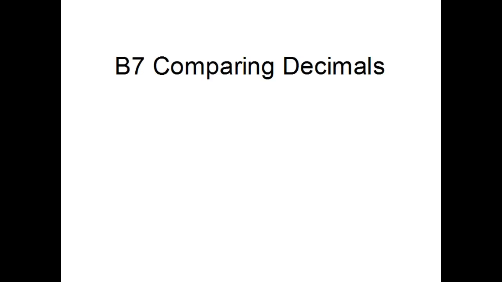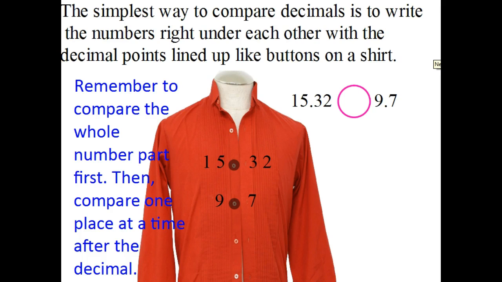This is just a quick video to help you when you're comparing decimals. The simplest way to compare decimals is to write the numbers right under each other with decimal points lined up like buttons on a shirt. So you notice over here, I rewrote the 15.32 and the 9.7. And there's my decimal points, they're the big buttons on the shirt.